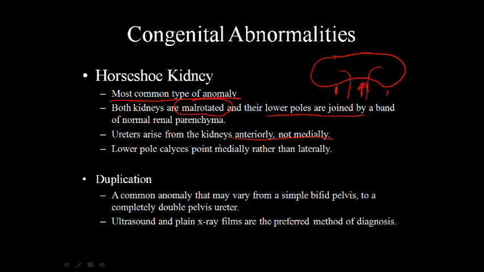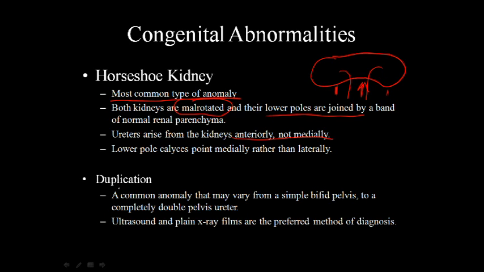But you're typically going to notice a horseshoe kidney because it's the only type of abnormality where you're going to see both joined together. Also, we have duplication, which is a common anomaly that may vary from a simple bifid pelvis to completely double pelvis ureter.